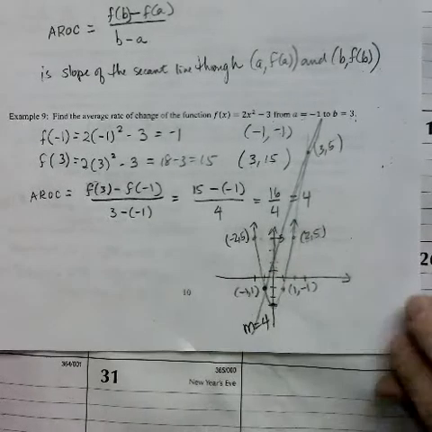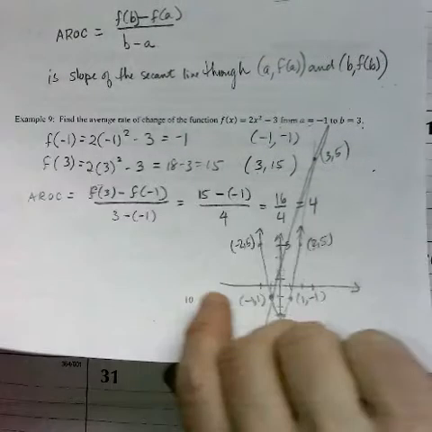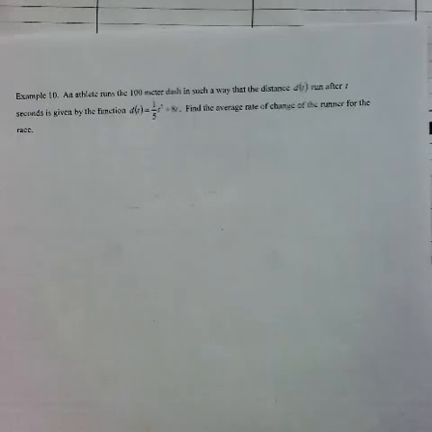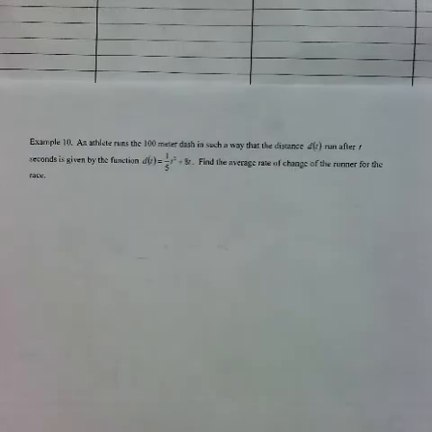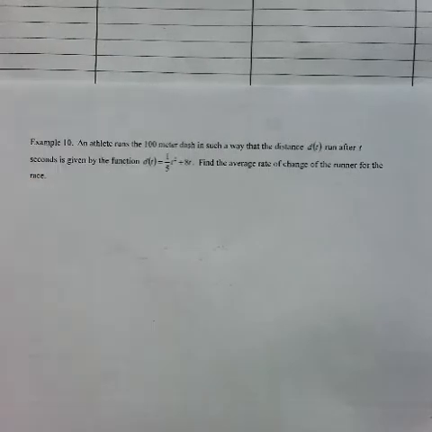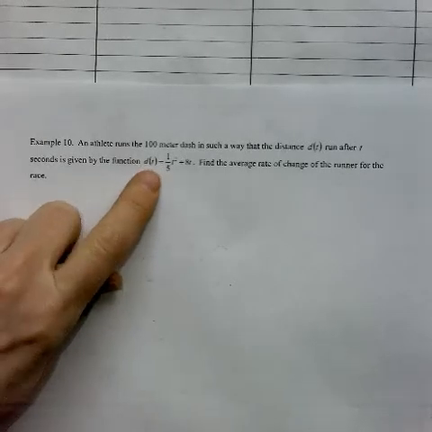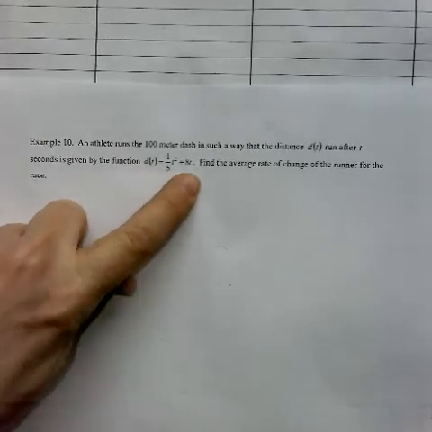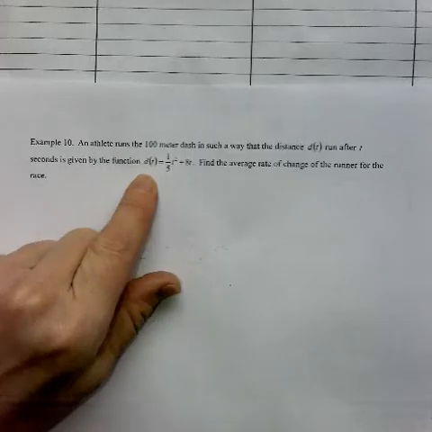All right, well, let's look at the last problem, which is an application of this. So we have an athlete run, I'll just read it here. An athlete runs the 100-meter dash in such a way that the distance d at t run after t seconds is given by this function here. D at t is 1/5 t squared plus 4t, and that's a quadratic function. Find the average rate of change of the runner for the race.